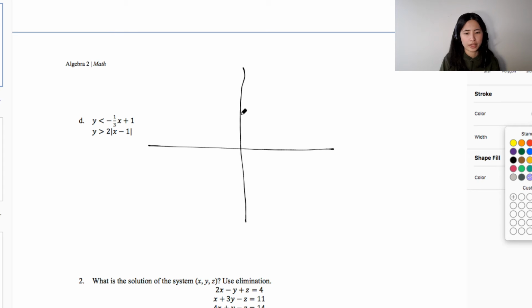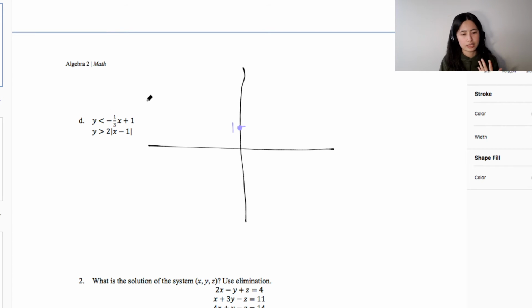So you know that you have a y-intercept at 1, so that's going here. And you have -1 over 3, so negative slope, therefore it's found in quadrant 2 and quadrant 4, right? So rise by 1, run by 3. So that's somewhere here.